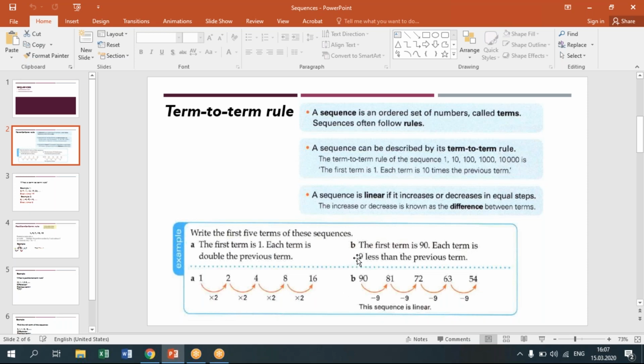Second example, B. The first term is 90. Each term is 9 less than the previous term. 90, subtract 9, 81, subtract 9, 72, subtract 9, 63, and minus 9, 54. All these sequences are linear. What is a linear sequence? A sequence is linear if it increases or decreases in equal steps.